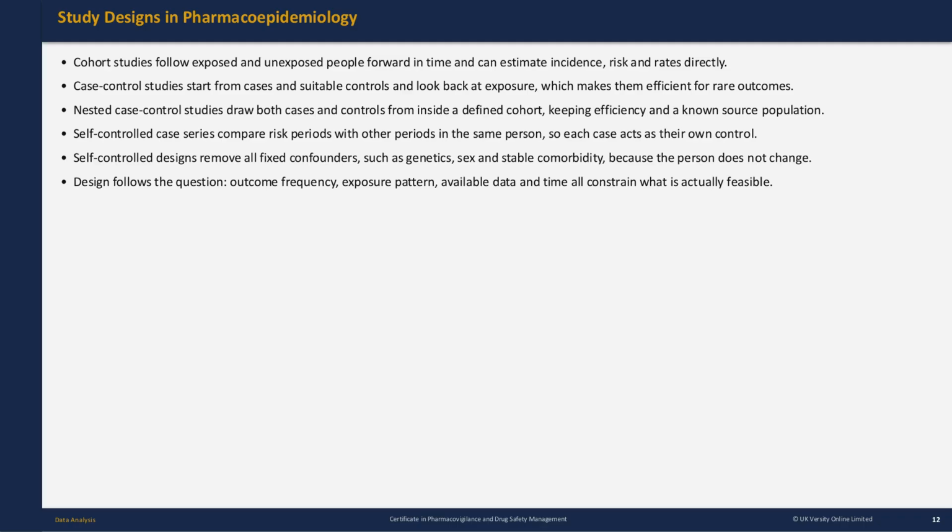Study designs in pharmacoepidemiology. Cohort studies follow exposed and unexposed people forward in time and can estimate incidence, risk, and rates directly. Case control studies start from cases and suitable controls and look back at exposure, which makes them efficient for rare outcomes. Nested case control studies draw both cases and controls from inside a defined cohort, keeping efficiency and a known source population. Self-controlled case series compare risk periods with other periods in the same person, so each case acts as their own control.